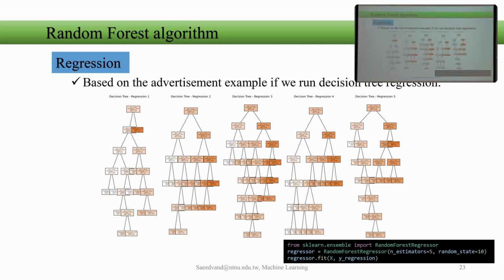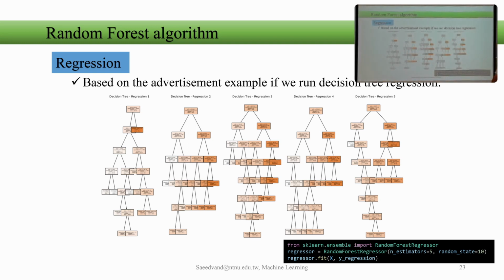If you want to implement it based on a library, again it's simple. From scikit-learn ensemble, we import the random forest regressor. Then we create the random forest with some parameters. Number of estimators equal to 5. Number of estimators is the same as the number of trees that we have. Here we have 5. And random state, I put it at 10 here.